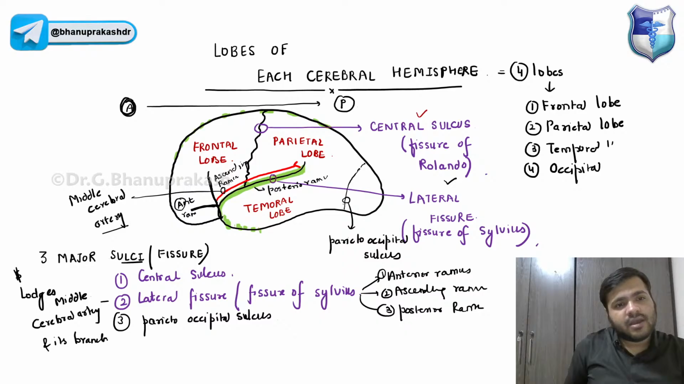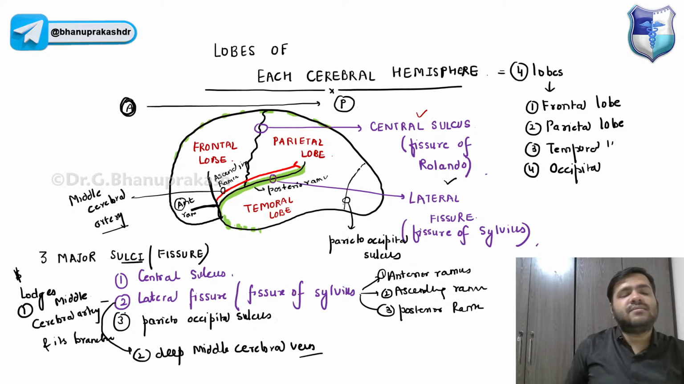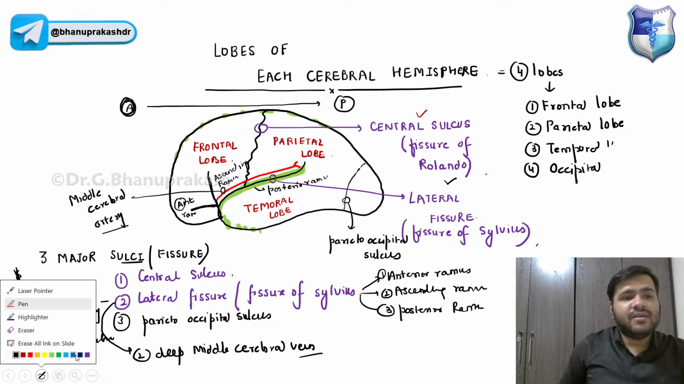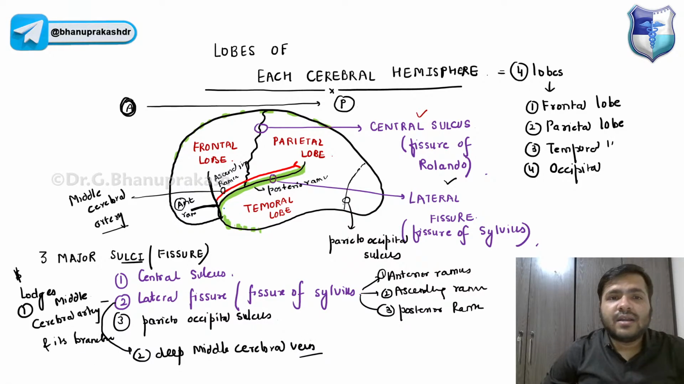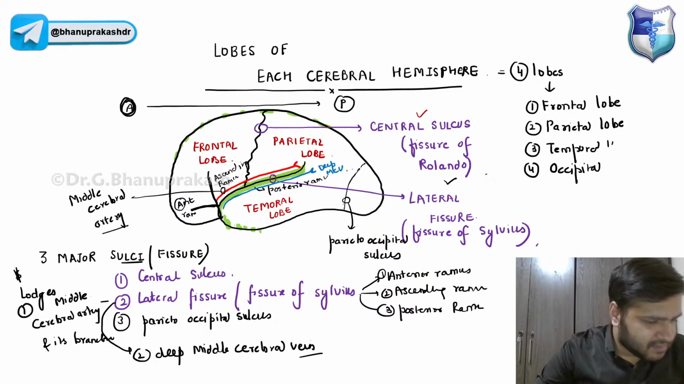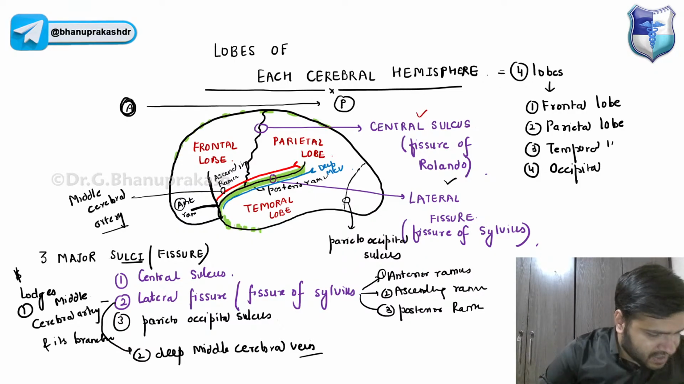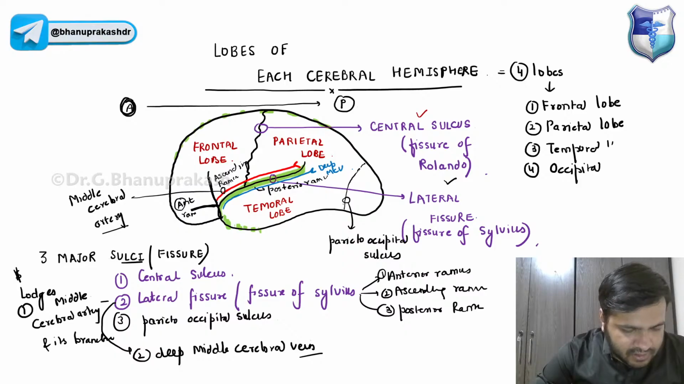And apart from that, that is the first thing. And the second thing it lodges is the deep middle cerebral vein. These are the two things, guys, that the sulcus, इस ओपनिंग में, इस गड्ढे में तुम्हें दो चीजें दिखाई देंगी. Yes, this is the deep middle cerebral vein. So that is something you have to remember.